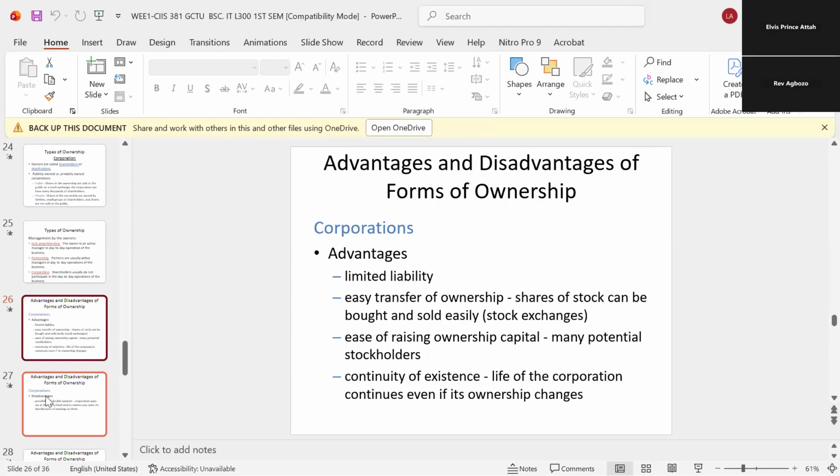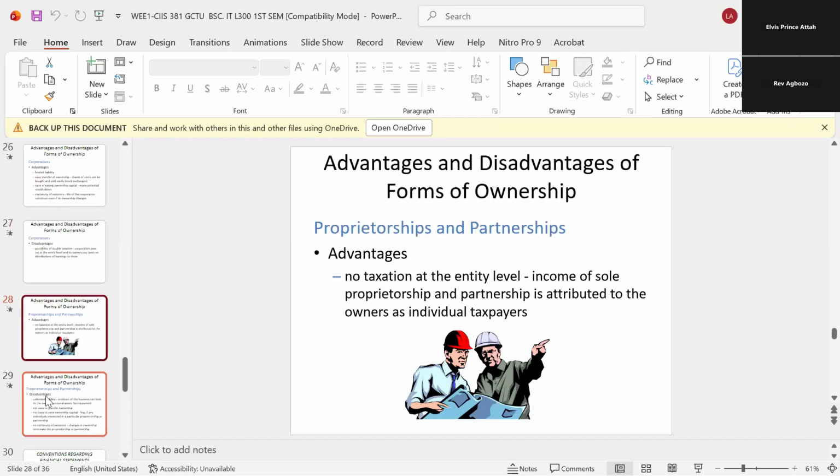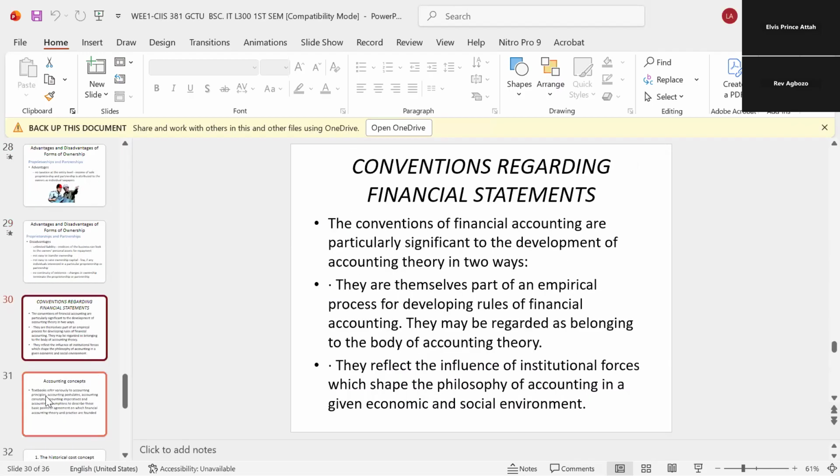Like I said, the advantages and the disadvantages of the three kinds of business ownership are in these slides for you to look at. The financial statement. Let's look at financial statement.